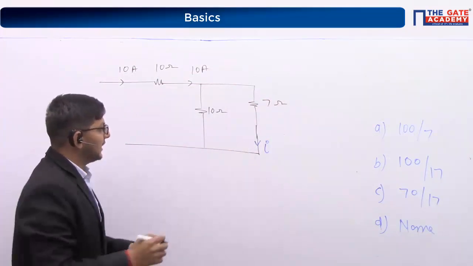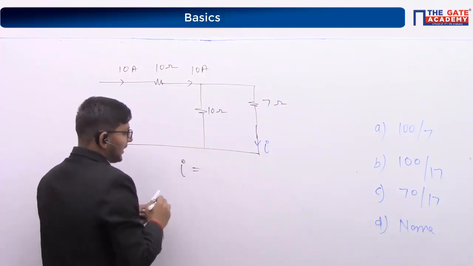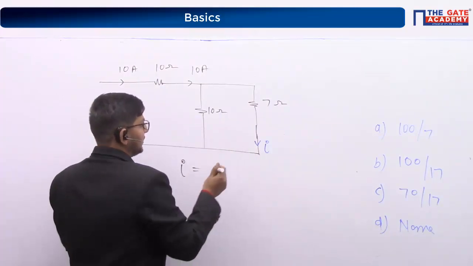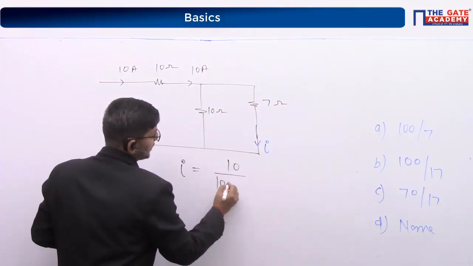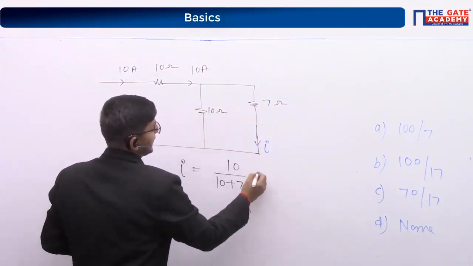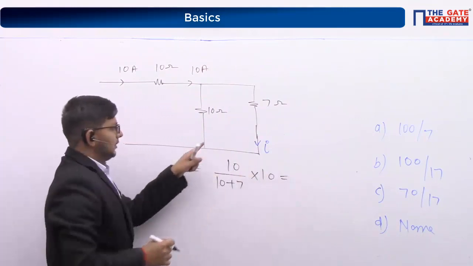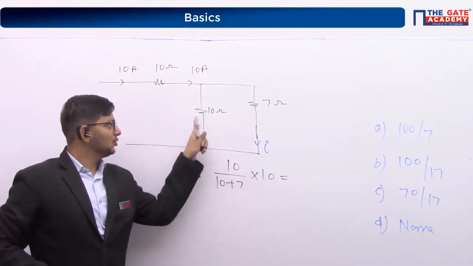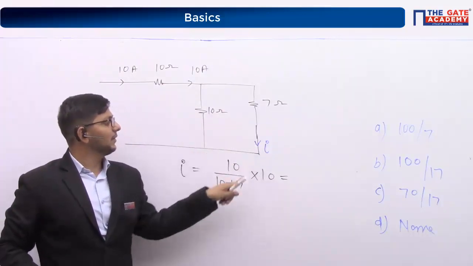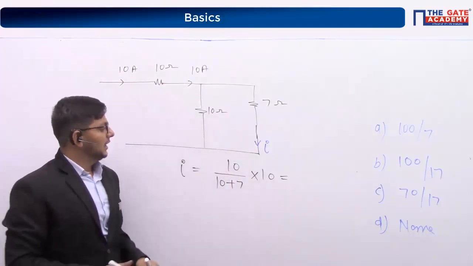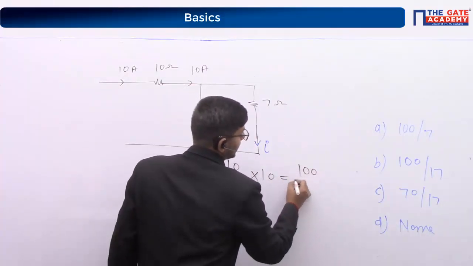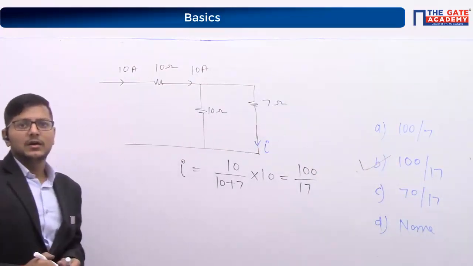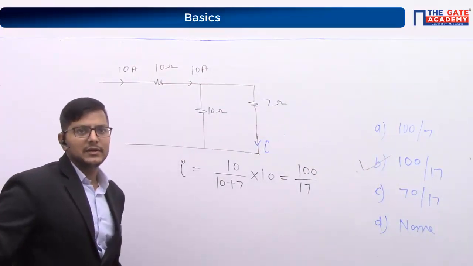Now we have to find this current I. To find the current in this branch, take this resistance divided by the total resistance. 10 upon total resistance, 10 plus 7 equals 17, into the total supply current, that is 10. It will be 100 upon 17. According to that, option B is correct. All of you guys understood? Clear concept?